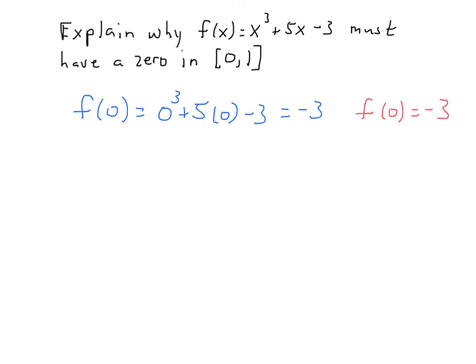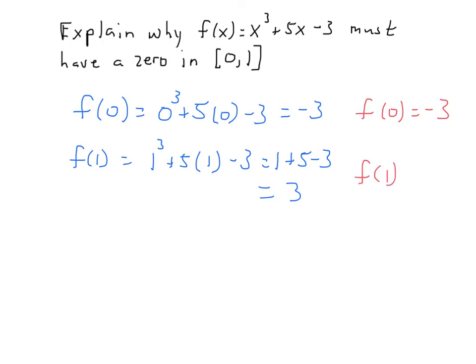The next one I have to do is find f of 1. F of 1 is equal to 1 cubed plus 5 times 1 minus 3, which in this case is going to be 1 plus 5 minus 3, and I know that's equal to a positive 3. So I know in this case f of 1 is equal to positive 3. The other thing I know is that f of x is a polynomial, so therefore it is continuous over its domain, for all real numbers.